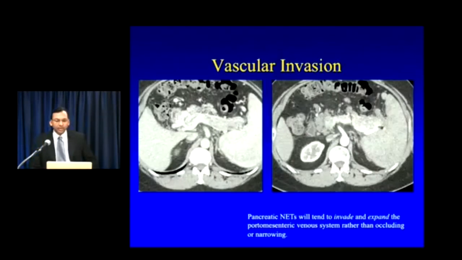Now, as I mentioned earlier, pancreatic cancers will tend to encase and narrow or even occlude the mesenteric vasculature. That doesn't tend to happen with neuroendocrine tumors. They tend to invade the mesenteric veins. Here's an example where you have a pancreatic neuroendocrine tumor in the pancreatic tail. It's invading and distending the entire splenic vein with tumor. You know that this isn't a pancreatic cancer. They don't do that. This has to be a neuroendocrine tumor.